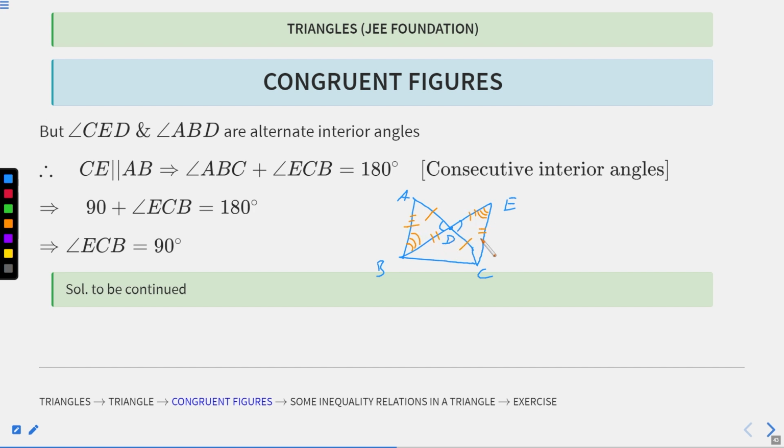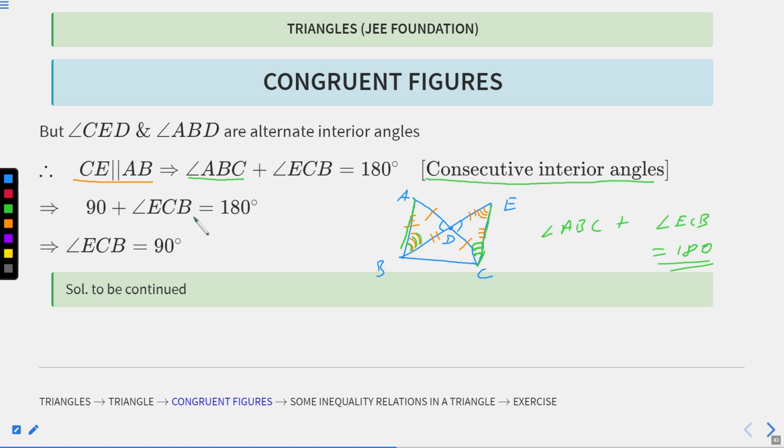Now, CE is parallel to AB. This means the angle ABC plus angle ECB must be 180 degrees, because of the consecutive interior angles.